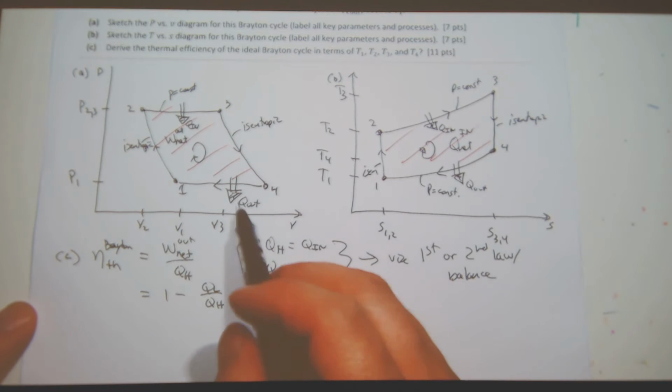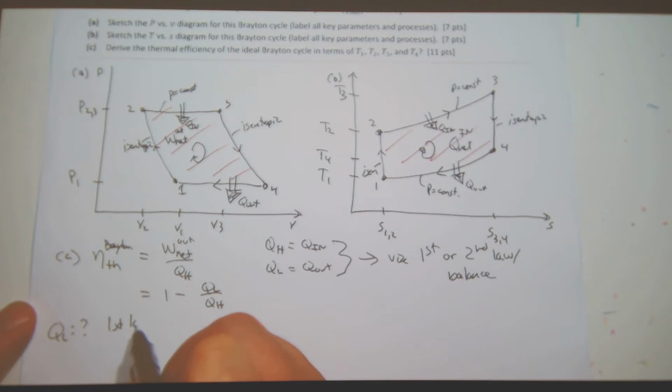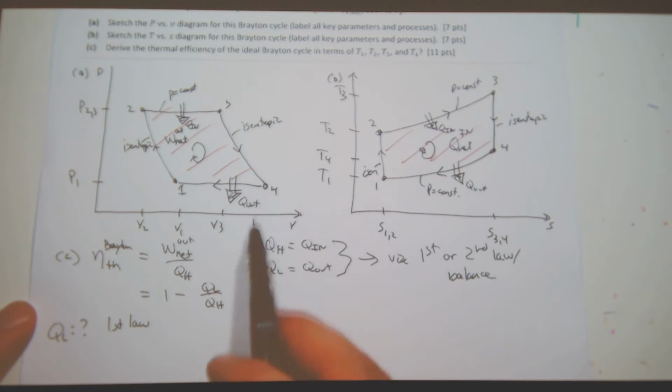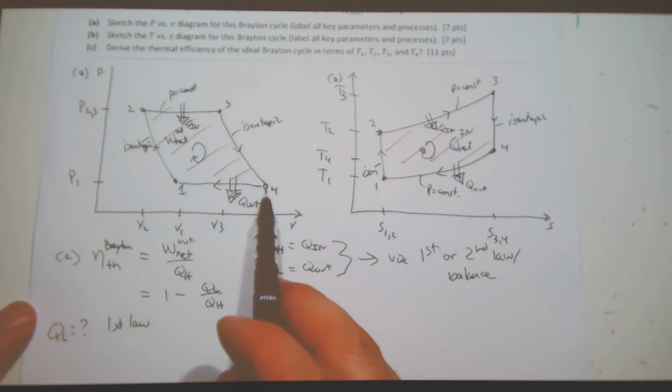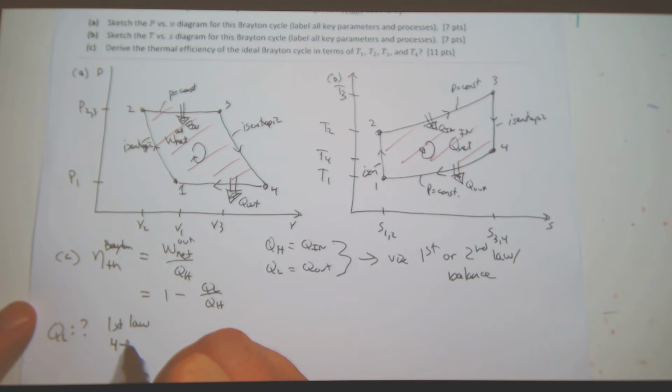So let's start with QL. QL is what? Let's use the first law. And QL is Q out. So that's the first law energy balance from state 4 to state 1.